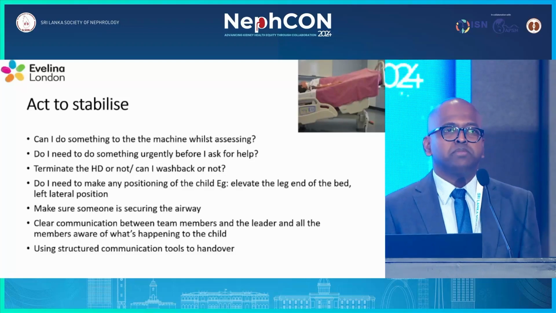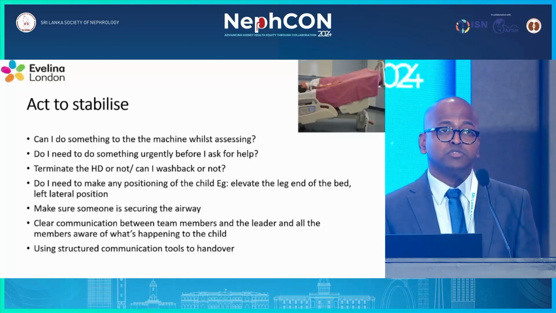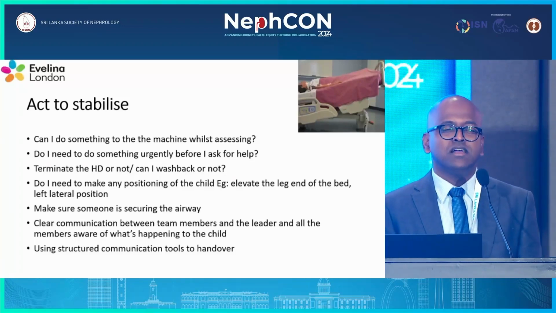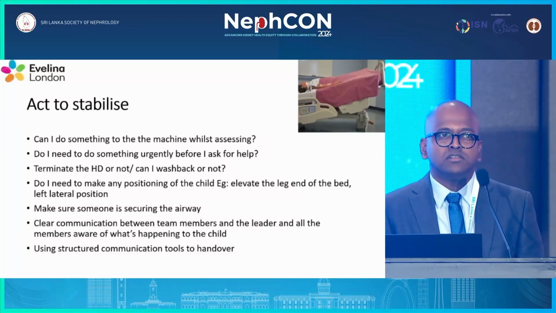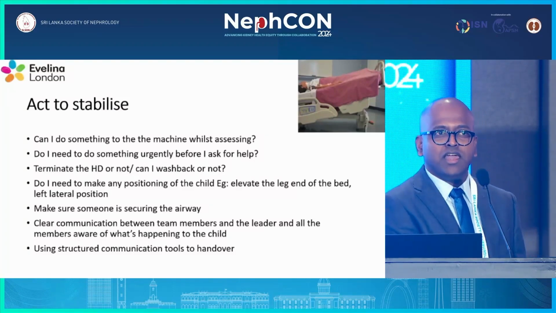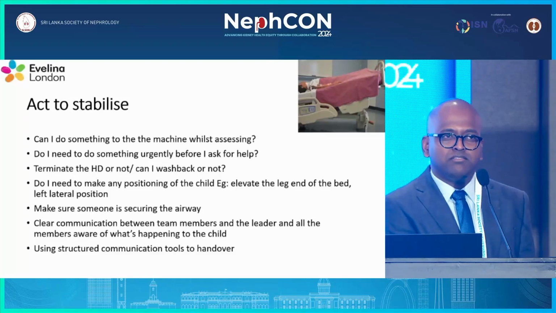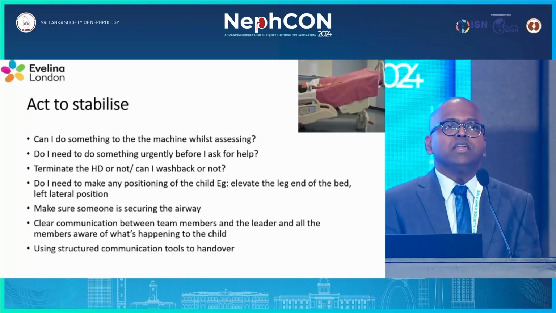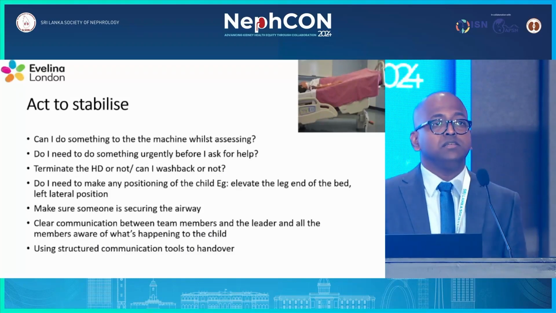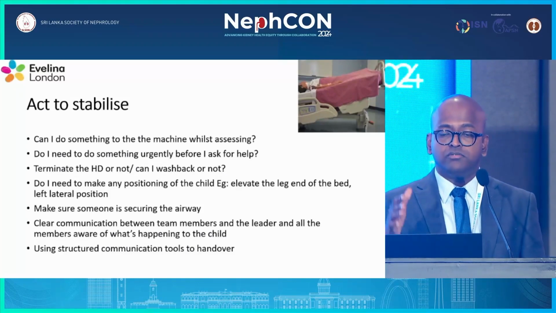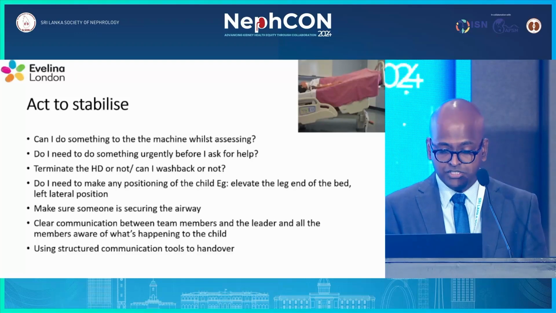Do I need to position the child, mainly with hypotension, or if the child is having seizures? Positioning the child is very important. And I need to make sure the airway is secure. That's the main vital part. So there must be clear communication between the team members and the team leader, and all the members should be aware of what's happening to this child.